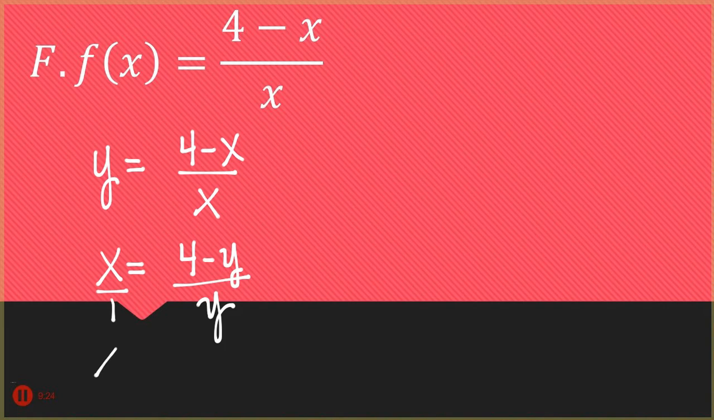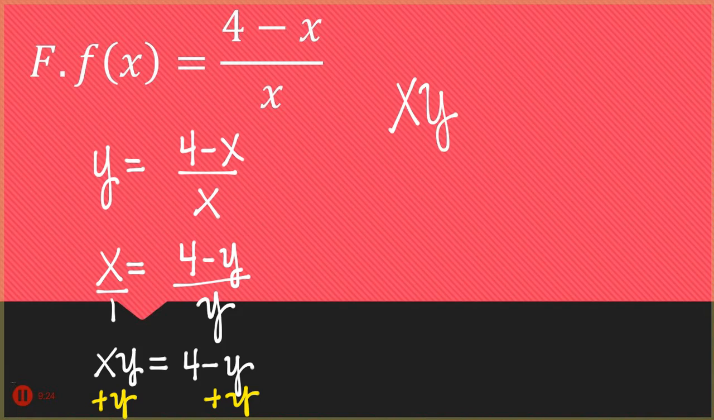So I'm going to begin by cross multiplying. So I multiply x times y and 1 times 4 minus y. And then I'm going to add that y to the other side. That way I have my y's on the same side of my equation. So when I add the y, I have xy plus y equals 4. So now I can factor out a y. And when I factor out the y, I have x plus 1.